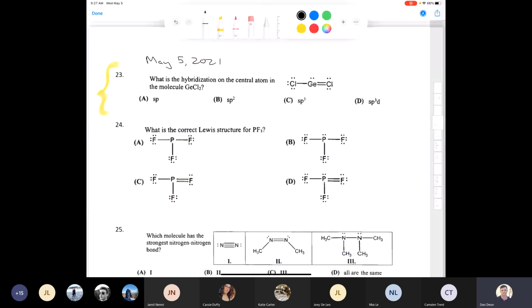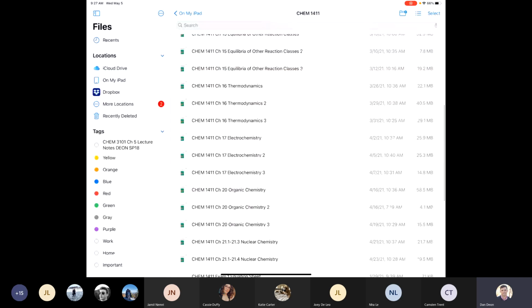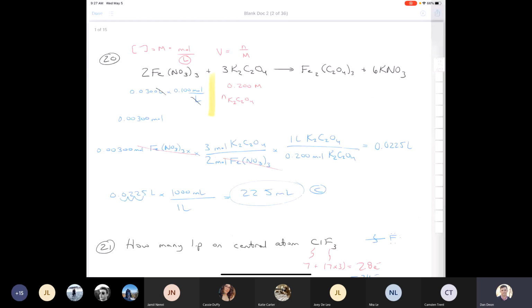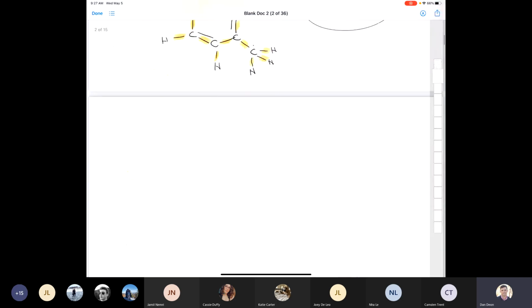Here we go. So question 23 is where we ended off, which deals with the hybridization of this Lewis structure. I'm going to go back to my blank document just so I have more room to solve these problems, because there's not enough room on here. And I think this is kind of where I ended off.